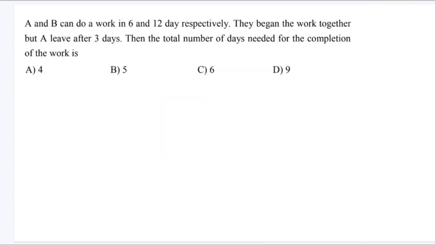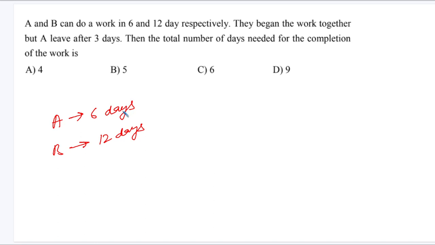Moving to another question which came in the exam. A and B can do a work in 6 and 12 days respectively. Okay, I'm given only the number of days. A is doing the job in 6 days time, B is doing the same in 12 days time. They begin the work together and A leaves. Okay, as I told you, somebody leaves, somebody joins in. That's how they make the question complicated.